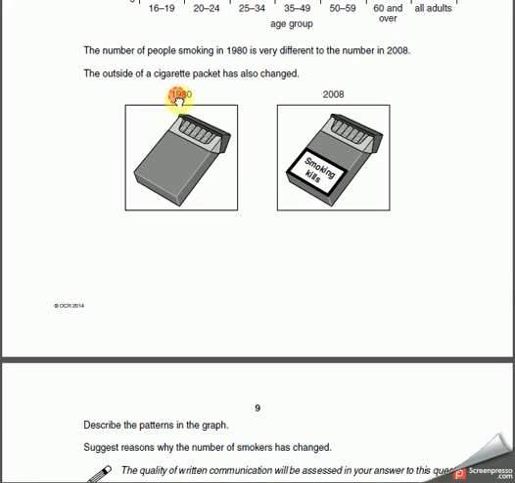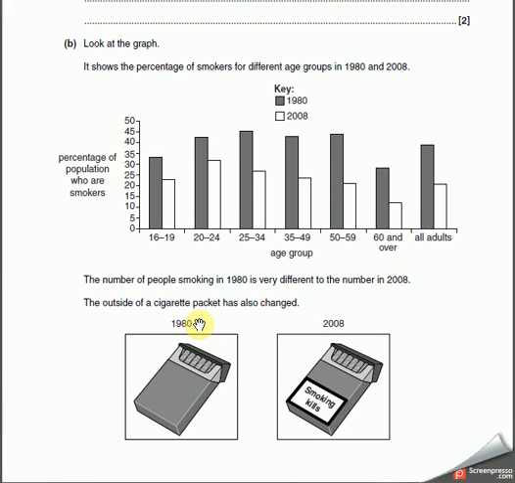So this is going to be the 6-mark question, isn't it? Yes, it is. Okay, right. It shows percentage. Look at the graph, so you can see the graph. Percentage of population who are smokers. You can see that that's in 1980, so that's the grey bar over there. That's from 16 to 19. This is 2008. Okay, and it shows the different age groups.